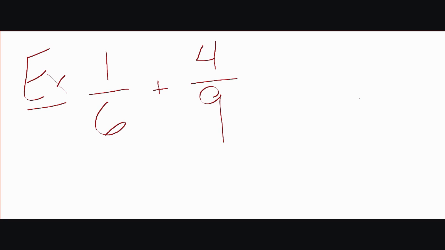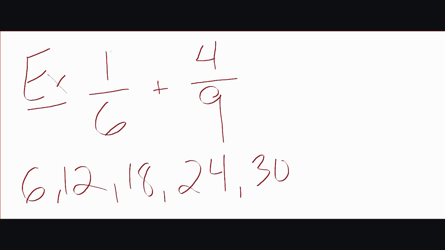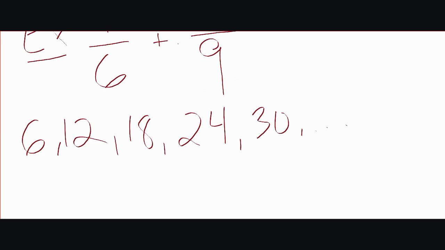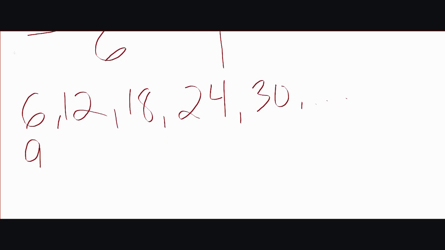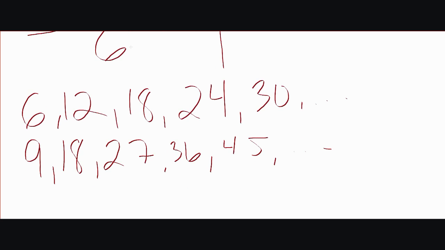Multiples are the numbers we get when we count by numbers. So the multiples of 6 are 6, 12, 18, 24, etc. So let's list those out: 6, 12, 18, 24, 30, etc. Those are all of the multiples of 6. They're all the numbers that 6 goes into. Similarly, if we look at the multiples of 9, we've got 9, 18, 27, 36, 45, etc.